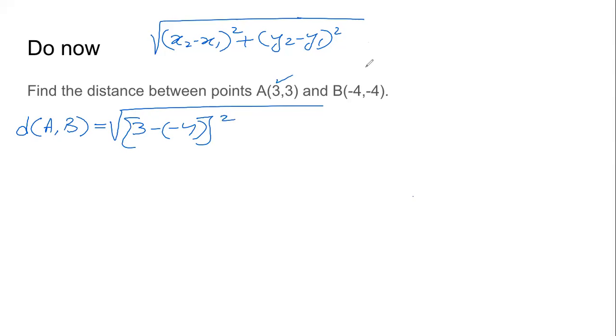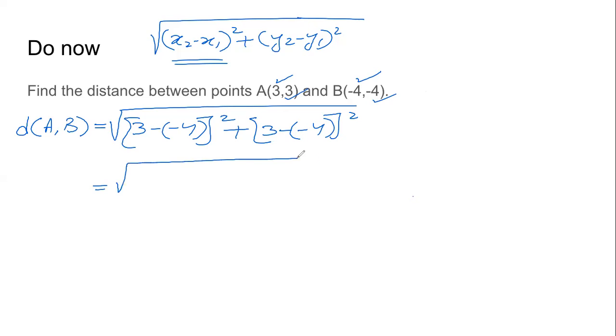What did I do here? This 3, this -4. So instead of writing x2 minus x1, I have written x1 minus x2. This is also fine. Then plus, once again, (3 minus -4) square. What did I do here? Now I've taken this 3 and this -4. So instead of writing y2 minus y1, I've taken y1 minus y2 because I like positive numbers. That's the only reason.